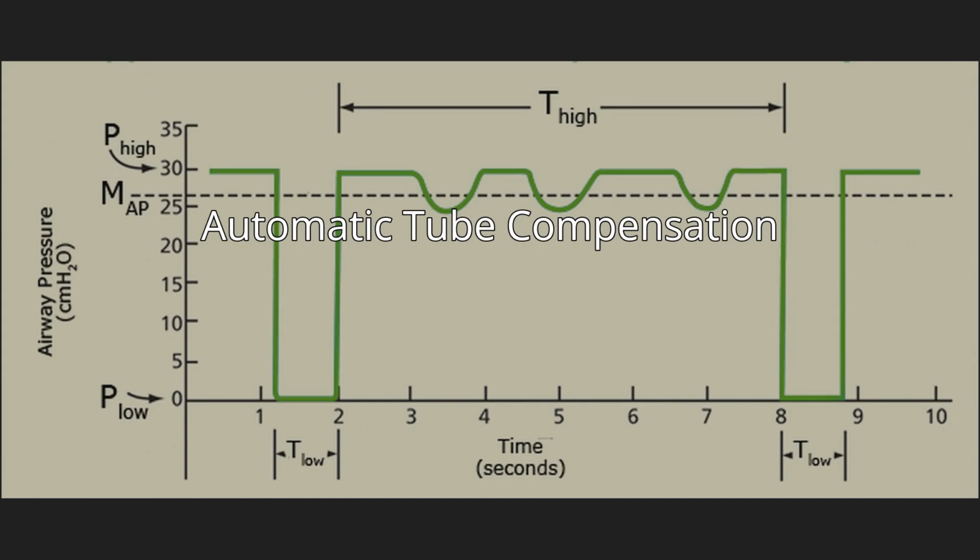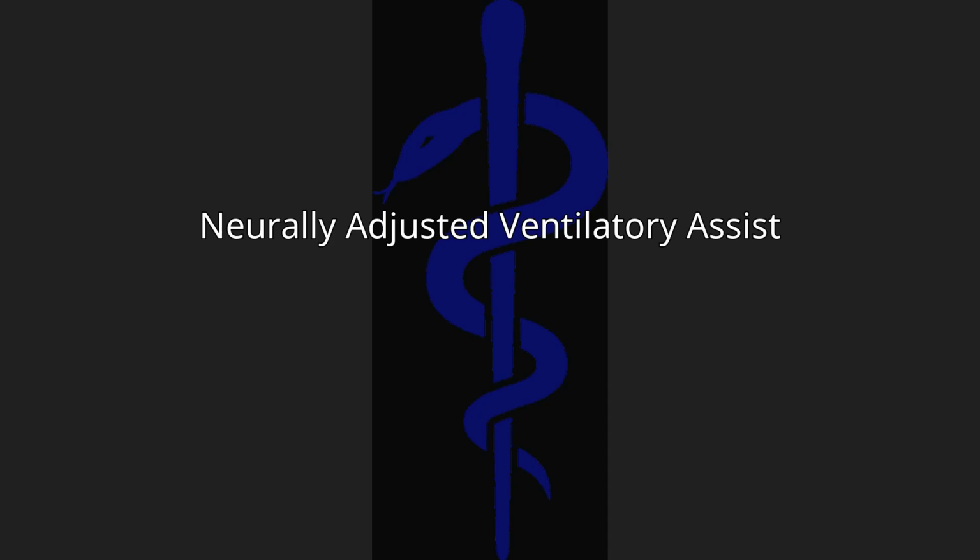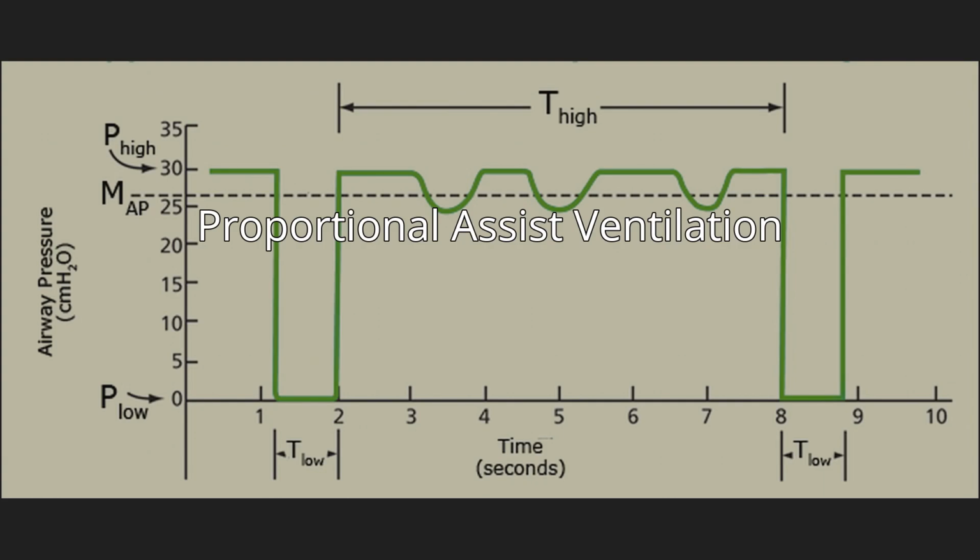Automatic tube compensation. Automatic tube compensation (ATC) is the simplest example of a computer-controlled targeting system on a ventilator. It is a form of servo-targeting. The goal of ATC is to support the resistive work of breathing through the artificial airway. Neurally adjusted ventilatory assist. NAVA is adjusted by a computer servo and is similar to ATC. In terms of patient-ventilator synchrony, NAVA supports both resistive and elastic work of breathing in proportion to the patient's inspiratory effort.